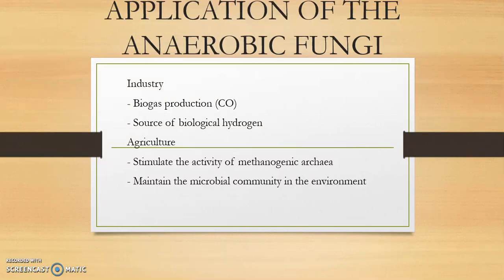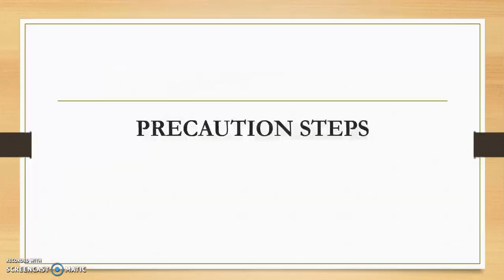Next, anaerobic fungi can also maintain the microbial community in the rumen environment, as the anaerobic fungi can grow in low pH, and from there they can manage to control the activities of the other microbial community. Next, we'll proceed to the precaution steps.